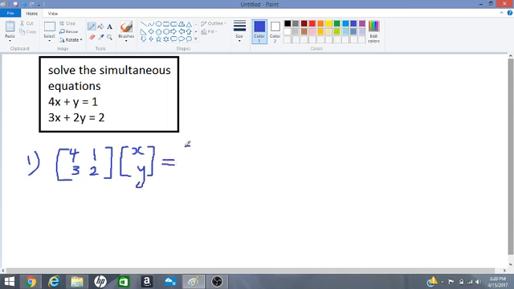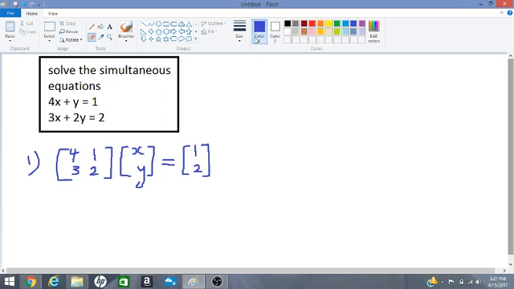And then we have 1 and 2. This 1 comes here, and this 2 comes here. So we have our matrix equation.